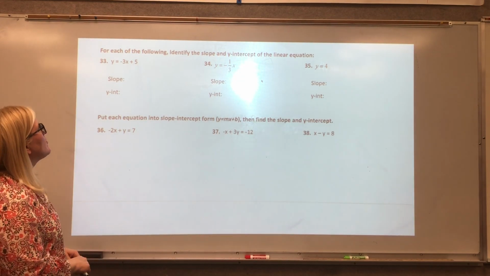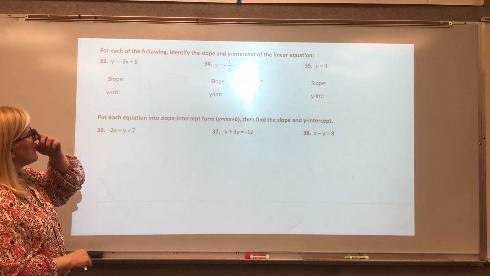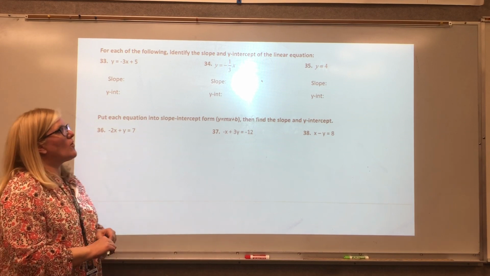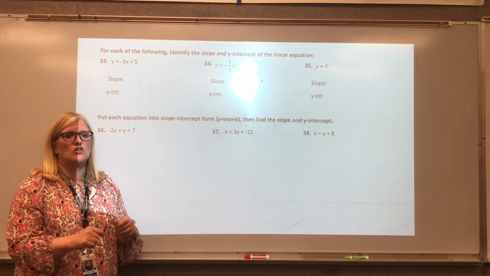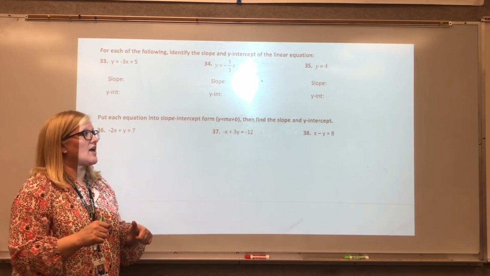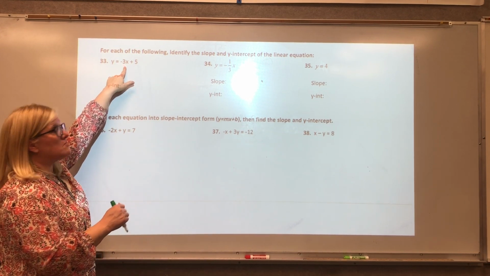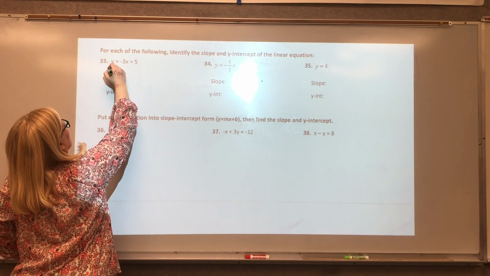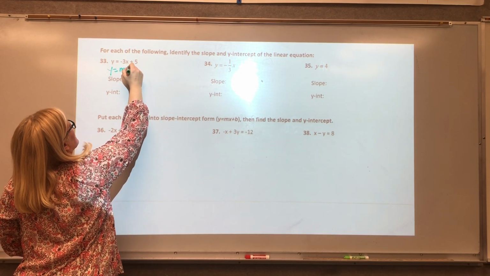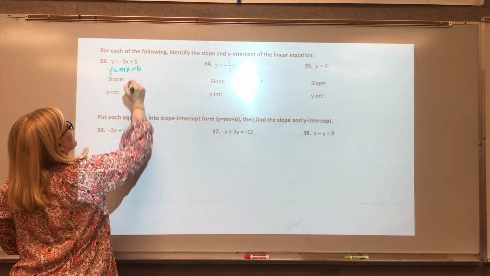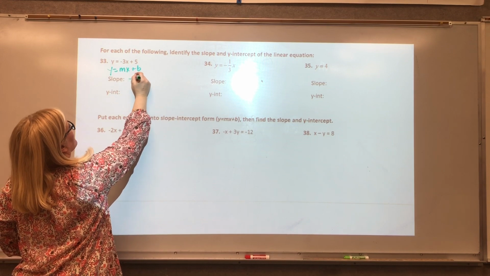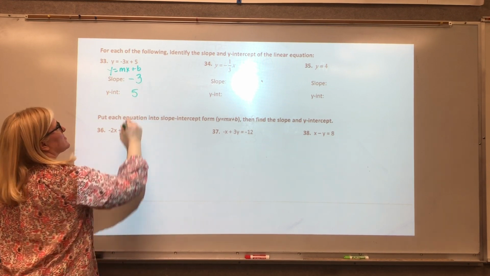Okay, starting with number 33. For each of the following, identify the slope and the y-intercept of the linear equation. You guys are good at this, okay? So this is in y equals mx plus b form already, right? And m is the slope, and b is the y-intercept. So my slope is -3, my y-intercept is 5.